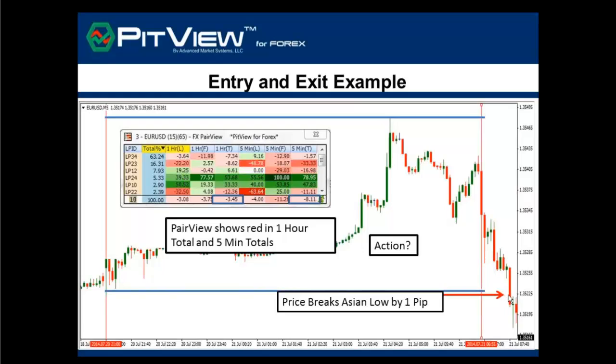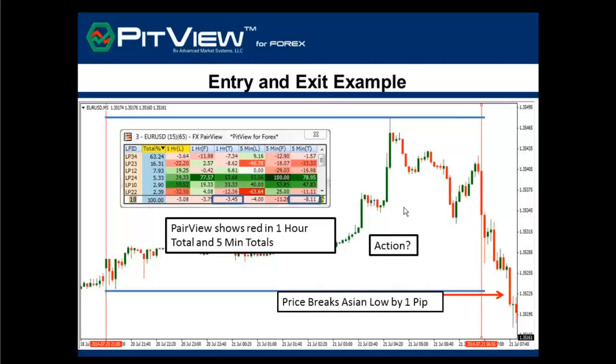Now, if it broke through the Asian low by 1 pip, and let's say the 1 hour was green and the 5 minute was red, I might exercise some more patience there on my 5 minute chart, because that's always going to be the next question from especially my students. They're going to say, well, what if the 1 hour total is green and it's giving you a sell entry? Well, I might wait and see if that 1 hour total would go red. Vice versa, if the 1 hour total is red and the 5 minute total is green, I might wait for that 5 minute total to go red before I took an entry. And once it ticked to red, I might wait for that 5 minute candle to close. And if it closes and PairView is red, then I would take my entry.